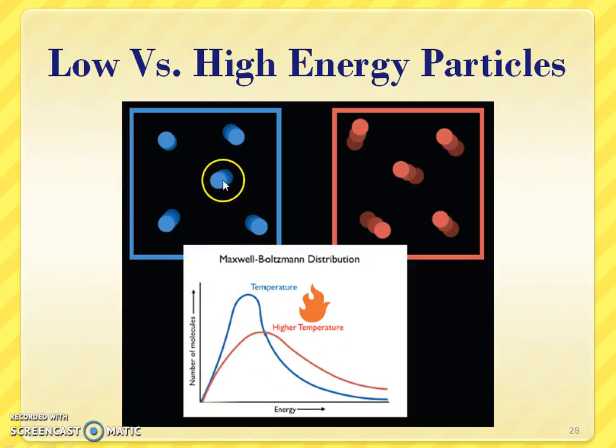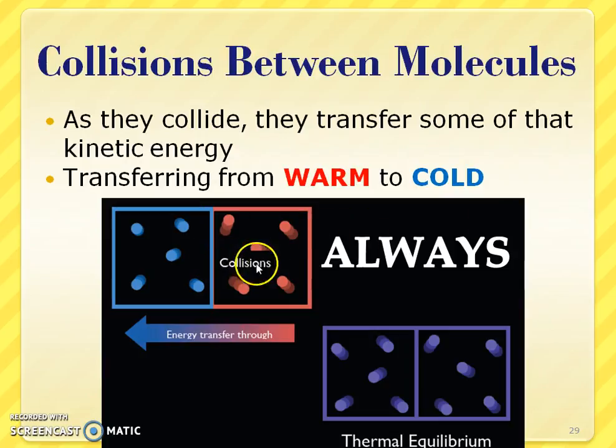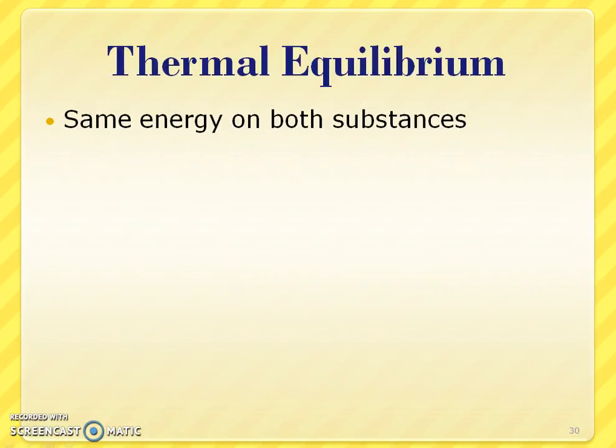So low versus high energy particles: he was trying to get you to understand how fast they're moving. If you notice, this molecule is moving fast, but this molecule is moving way faster because it is at a higher temperature. So think about collisions between those molecules. When they're touching, this energy is being transferred. And we always want to remember that the transfer is between warm and cold. Always, always, and forever. The collisions will be happening, but that energy is always going to be transferred from a warm object to a cold object.